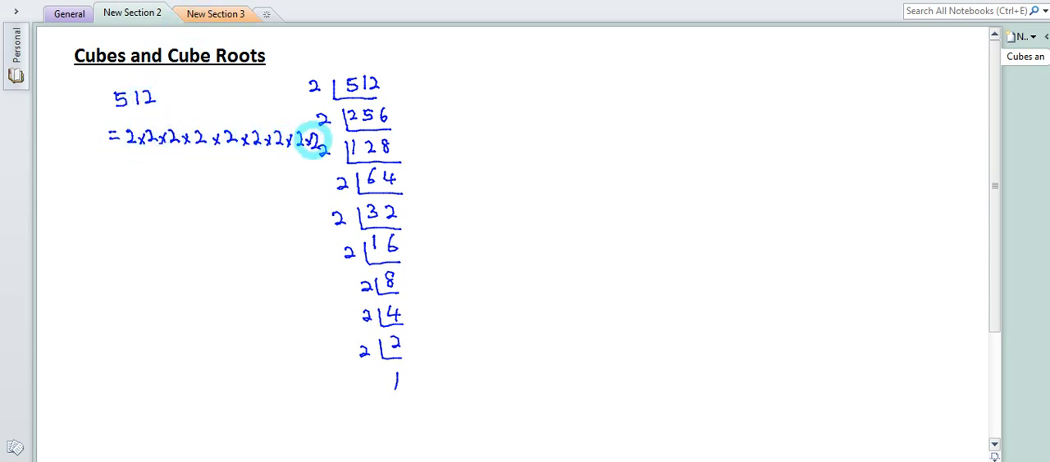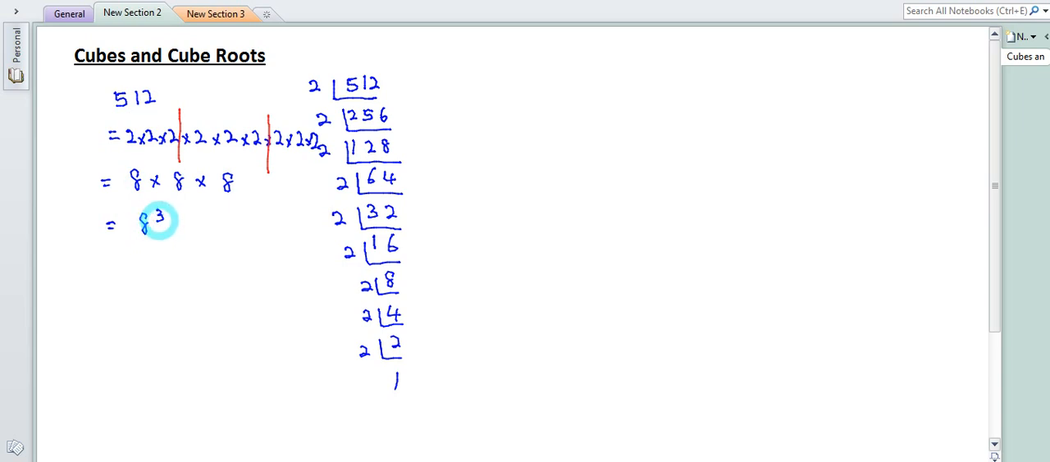Since I have nine 2s, I want to separate them into 3 groups. So here, 1, 2, 3, and 1, 2, 3, and 1, 2, 3. From here, I know it's 2 times 2 times 2, you will get 8. And here also 8, and here also 8, right? So we know that 512 is actually 8 to the power of 3. So from here, we know 512 is a perfect cube. Why? Because this number is an integer.